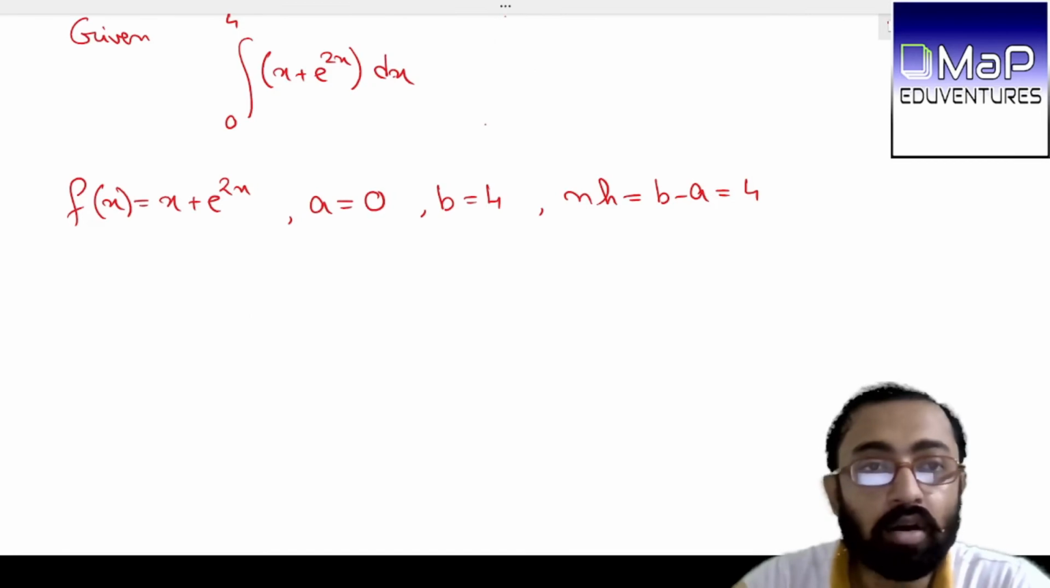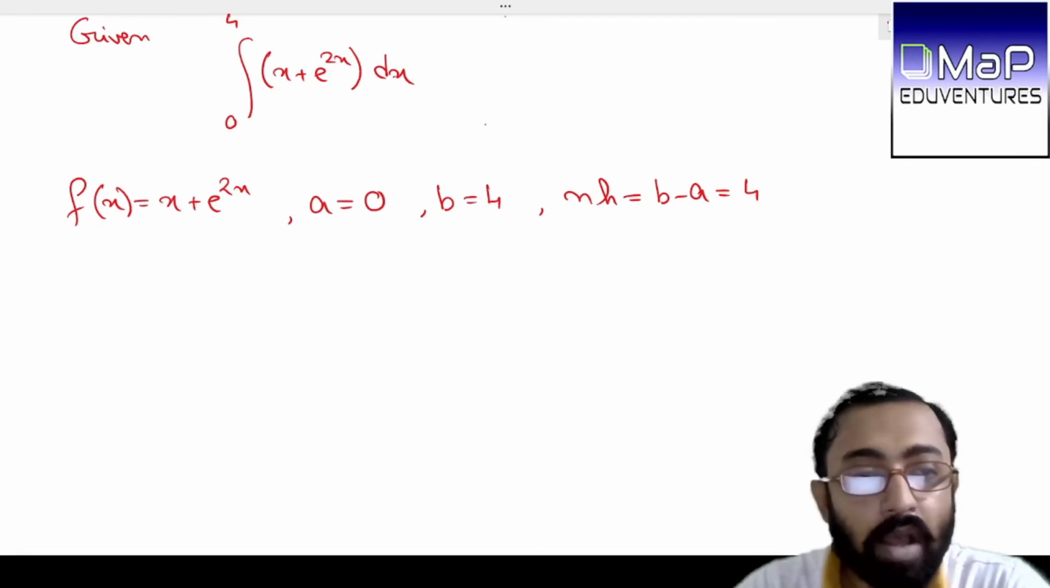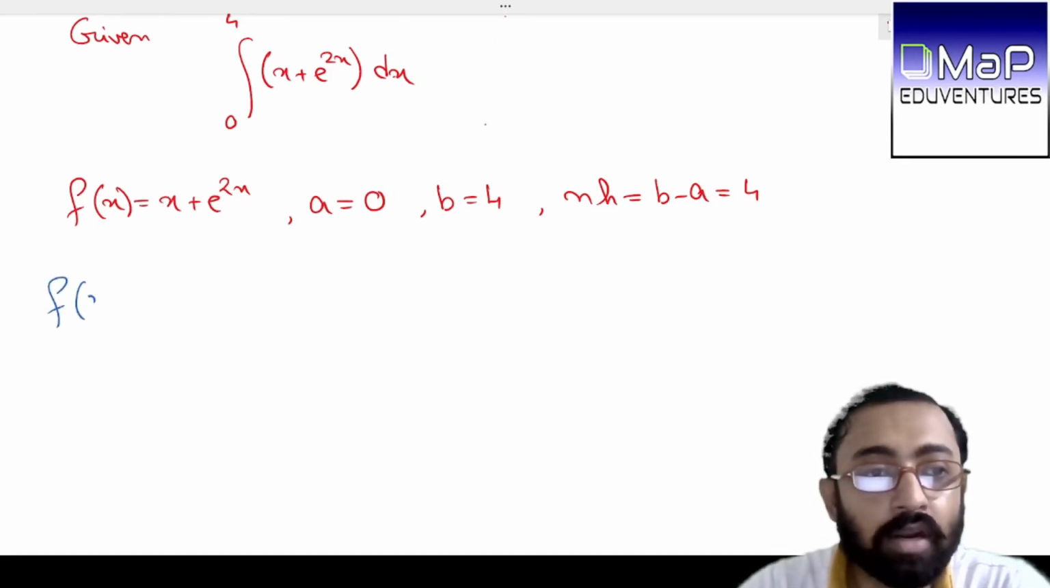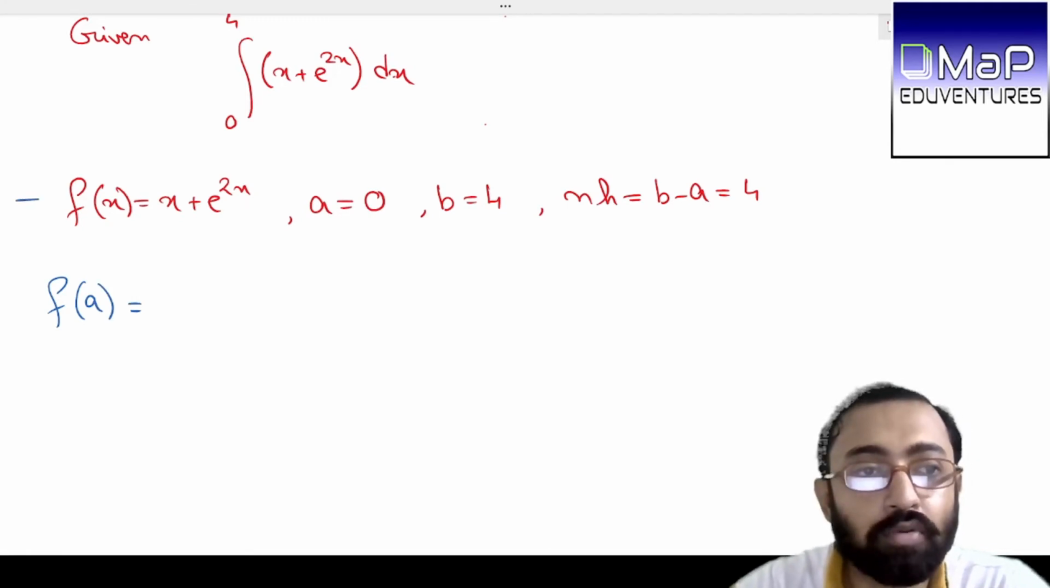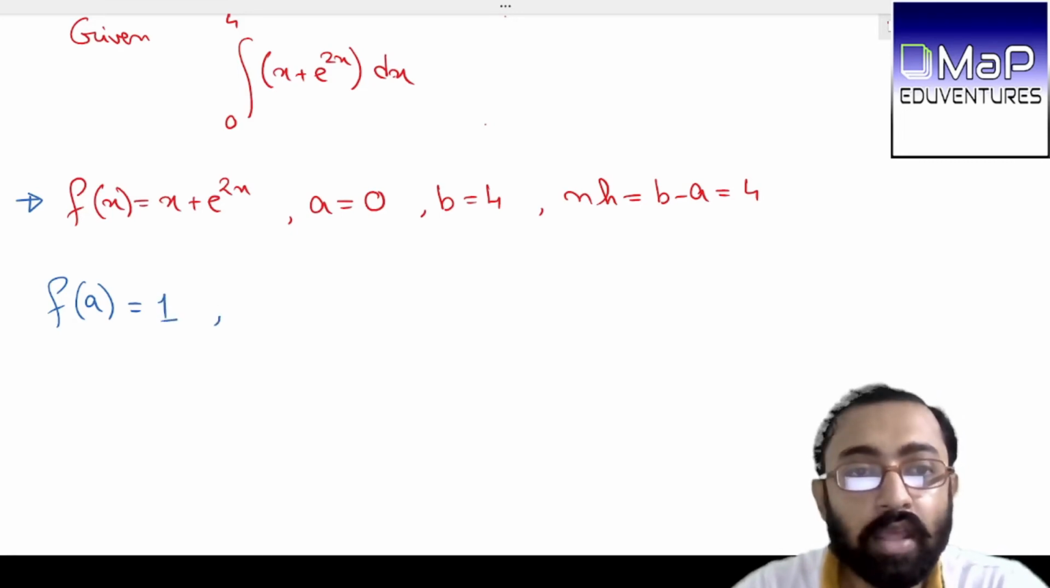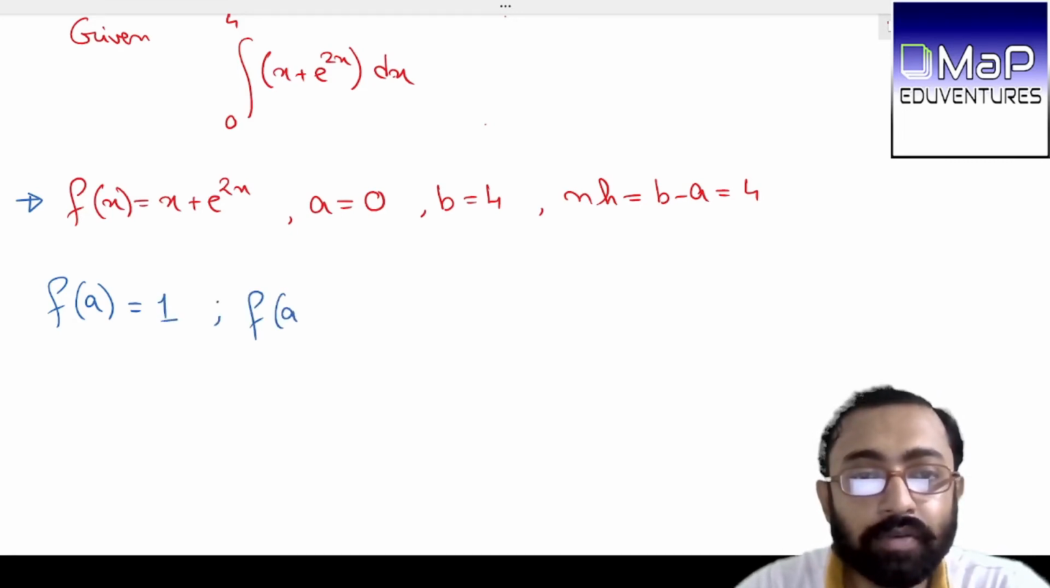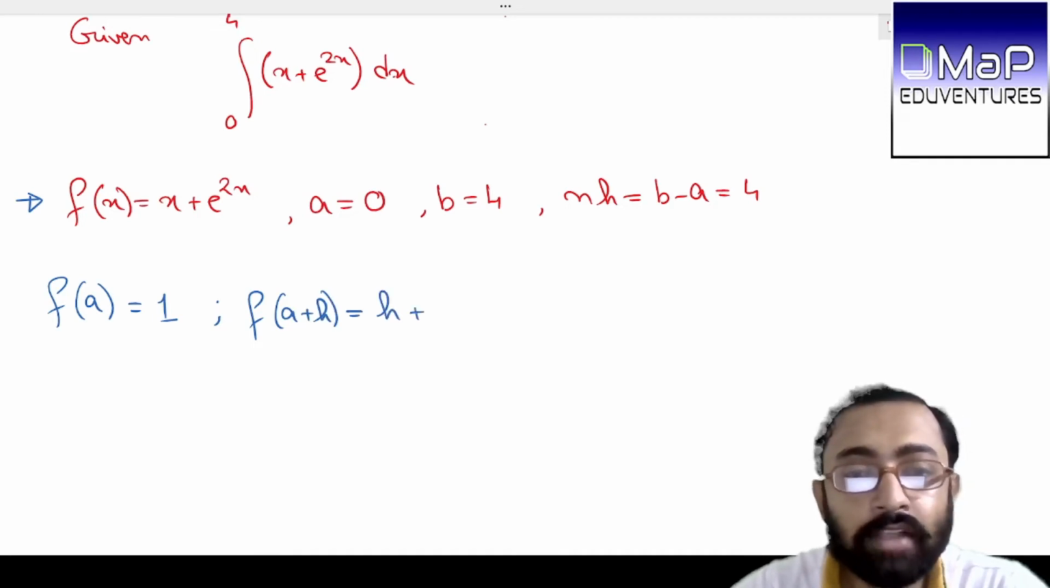So after writing all the terms given to us, now we have to write the formula term by term. The first is f of a. Now a itself is 0, so if you put it in the function, you will have how much? 1. Then f of a plus h, now a is 0, so we are putting only h, we will have h plus e to the power twice h.